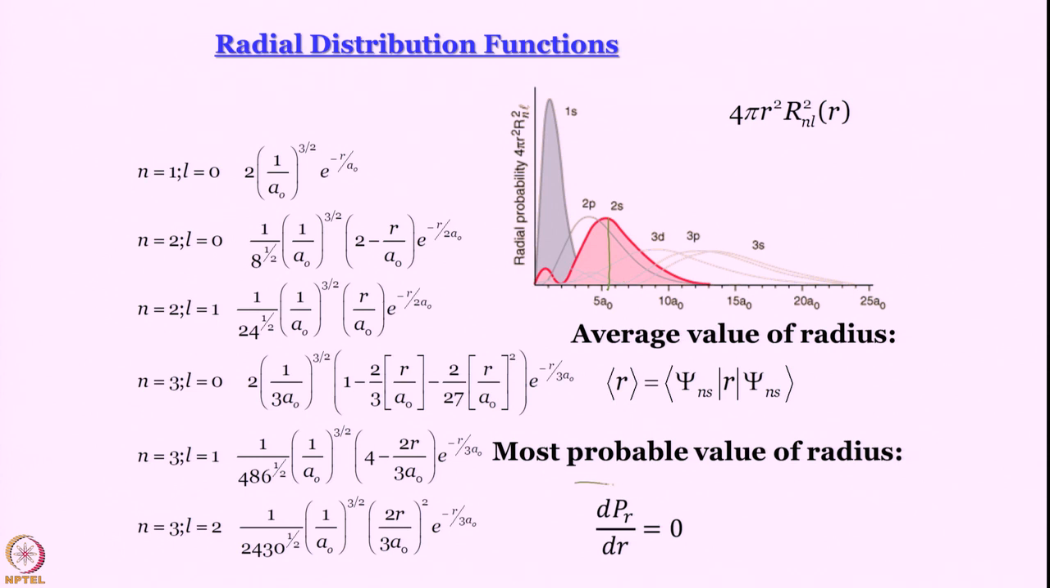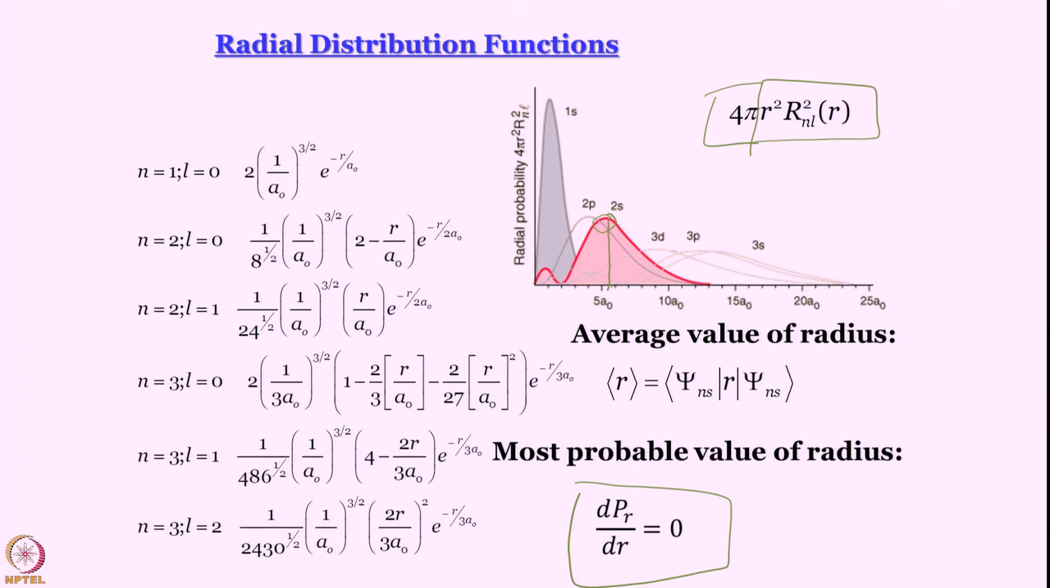How do I find it? Just take dP/dr and differentiate with respect to r. Please remember what dP/dr is: you have to take small r square multiplied by capital R square. Does the 4 pi matter? Not in this discussion, because you are equating to 0. It does not matter whether it is 4 pi or 400 pi. So, when you differentiate r square multiplied by capital R square and equate to 0, whichever value makes this 0 gives you the r value at which you get a maximum in the curve. That is called the most probable radius or most probable value of radius.